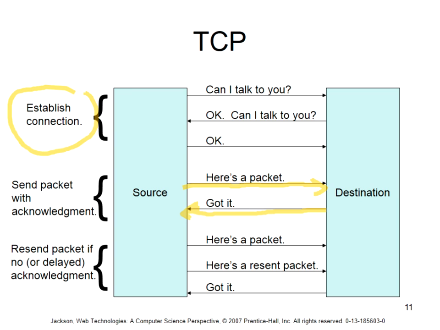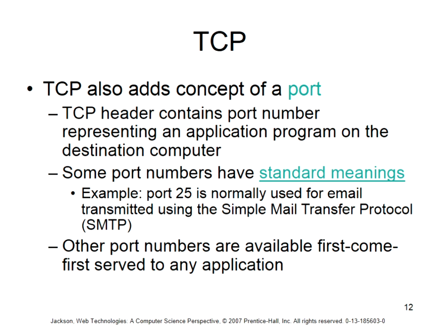Also, with TCP we can resend packets if there is no acknowledgement. So here is a packet, and the destination doesn't send the acknowledgement. Here is a resend of the packet. After that, the destination sends the acknowledgement. Any questions? Okay.